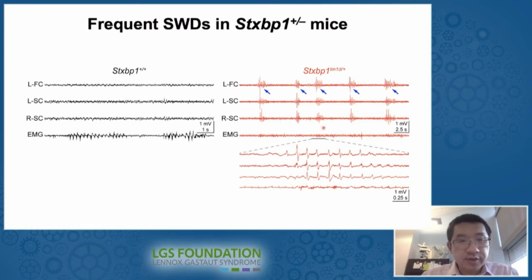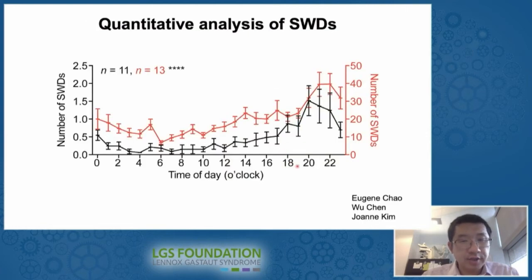We quantify the number or the frequency of these events. We plotted data as a function of time in a day. The wild type control data is on the left axis. The mutant data is on the right axis. There's a 20 times difference on the axis, right? As you can see here, clearly the mutant had several fold increase of SWD regardless of the time of the day. But there's also an increase of these events in the evening.